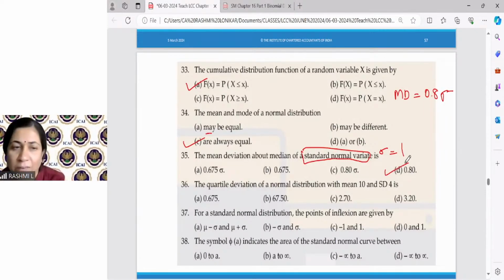Okay, so be careful with the 35th question. The answer is 0.8. Why? Because we are talking about the standard normal variate. If we had talked only about the normal distribution, the answer would have been 0.8 sigma. But because we are talking about the standard normal variate, the value of sigma is equal to 1, and so the answer is equal to 0.8.